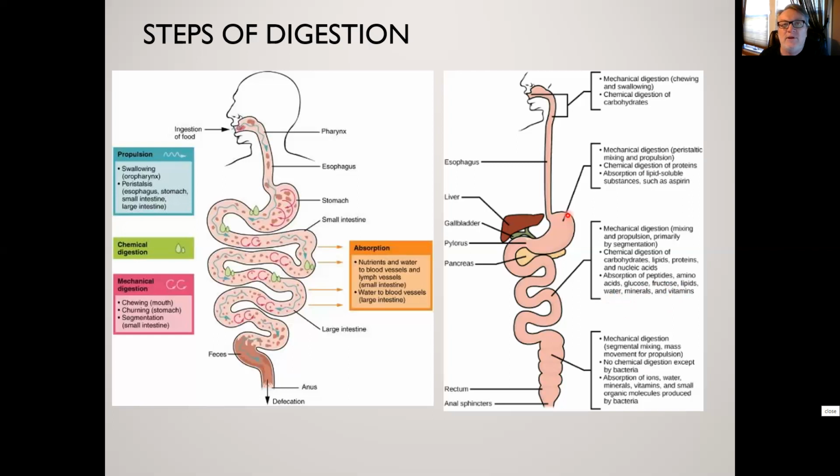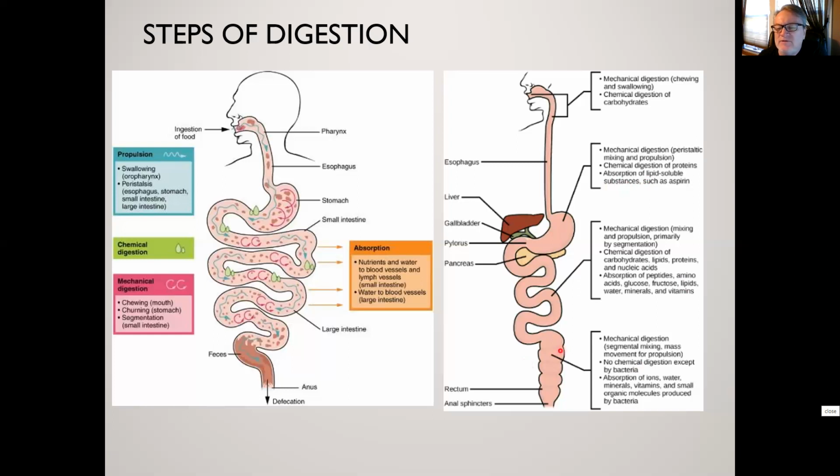Now, there can be absorption of things in the stomach, particularly drugs, things like aspirin, but things that are highly lipid soluble. But when we talk about aspirin, of course, that's not a nutrient. That's just simply something that is lipid soluble and we're using it as a medication. But we don't consider the stomach as being any significant absorption of nutrients.